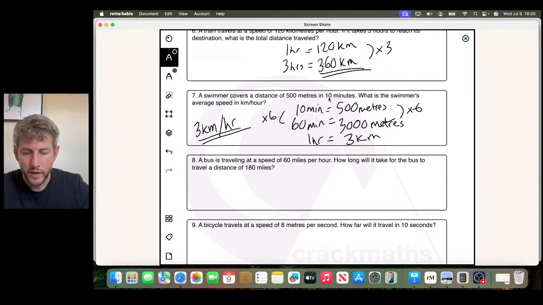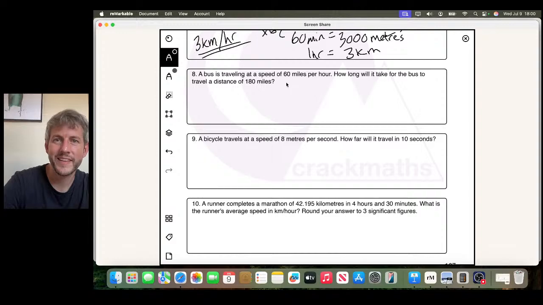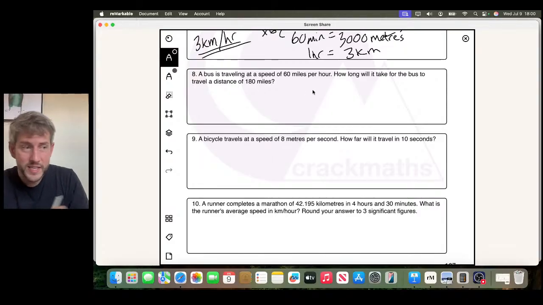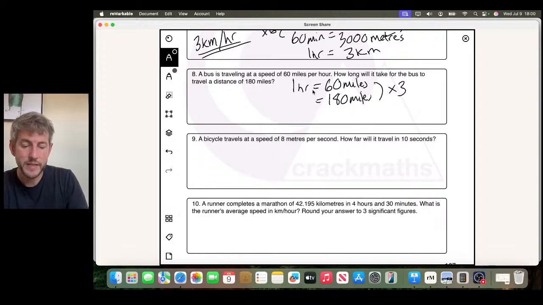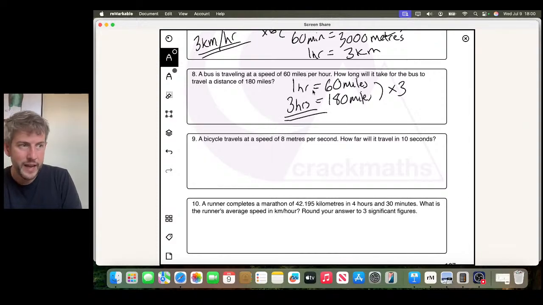Okay, right. Question 8. A bus is travelling at a speed of 60 miles per hour. How long will it take for the bus to travel a distance of 180 miles? So 60 miles per hour means that in 1 hour you go 60 miles. We want to get up to 180 miles. I know that 60 times 3 gets me to 180 because 6 times 3 is 18. And so that means this is 3 hours. So how long will it take for the bus to travel 180 miles? That will be 3 hours.